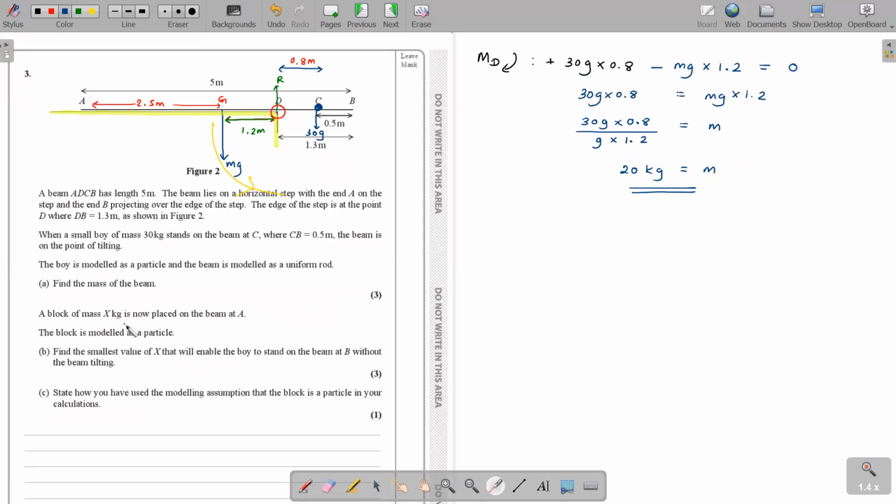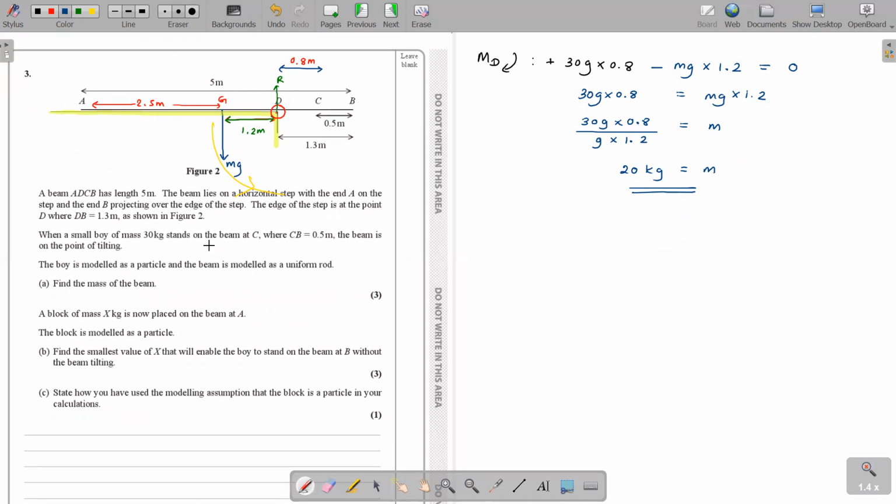A block of mass x kilogram is now placed on the beam at A. Okay, so a block of mass capital X kilogram is placed on the beam at this point A. The block is modeled as a particle. Find the smallest value of x that will enable the boy to stand on the beam at B without the beam tilting. Okay, so what do they want? Now we need to find out, change the diagram again. So now where is the boy standing? In point B.